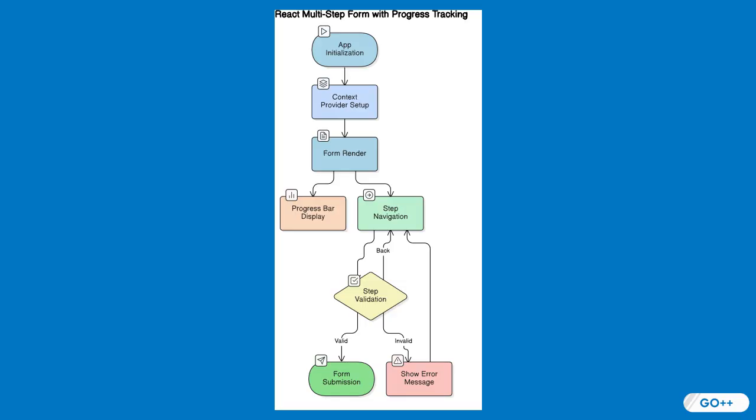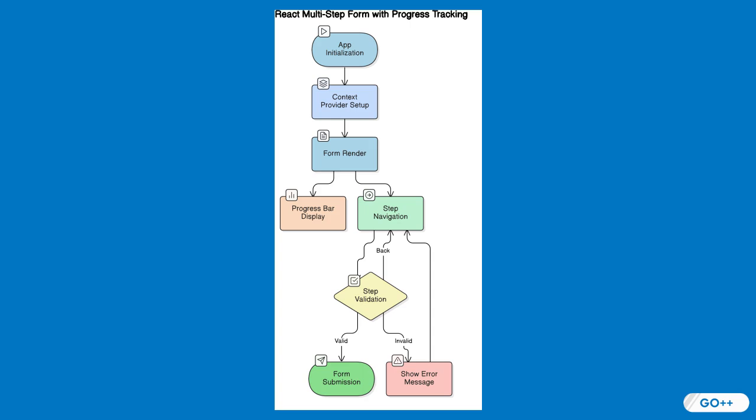Let's begin by understanding the fundamental concepts that underpin our multi-step form. React's component-based architecture is ideal for building reusable UI components. This modularity allows us to break the form into individual steps, each represented by its own component. This approach not only simplifies our code but also enhances maintainability.